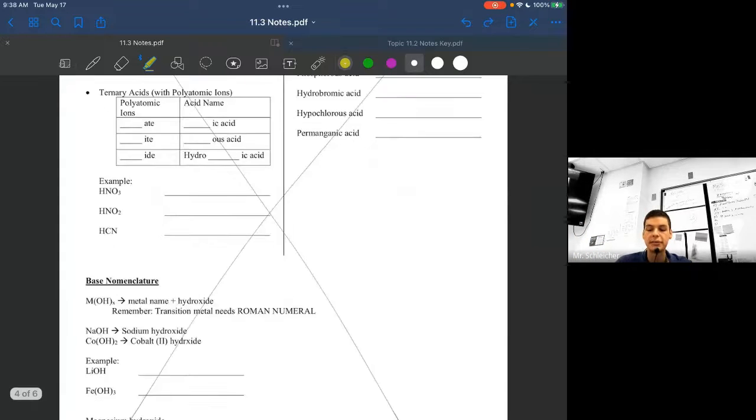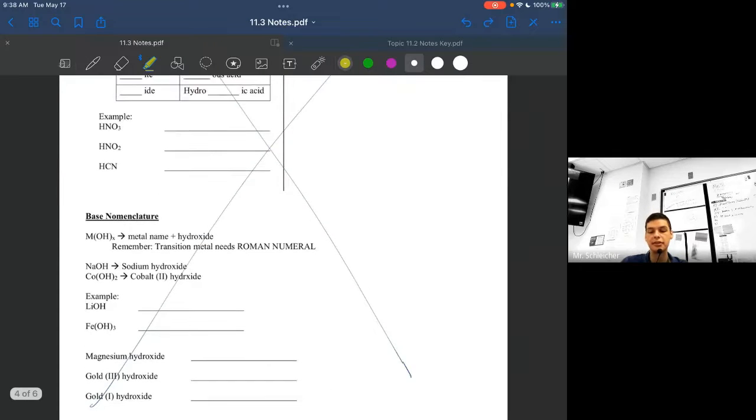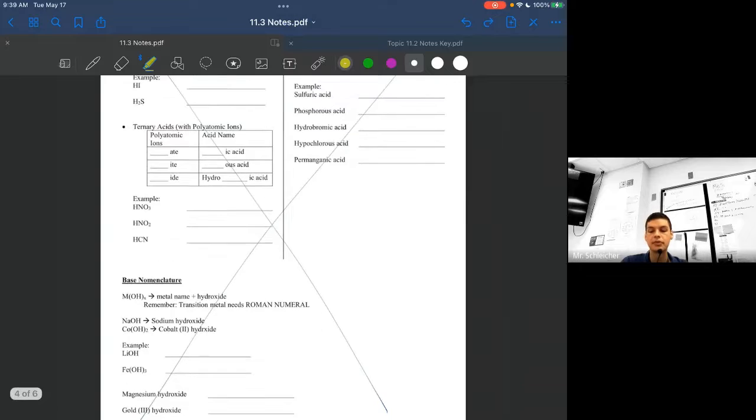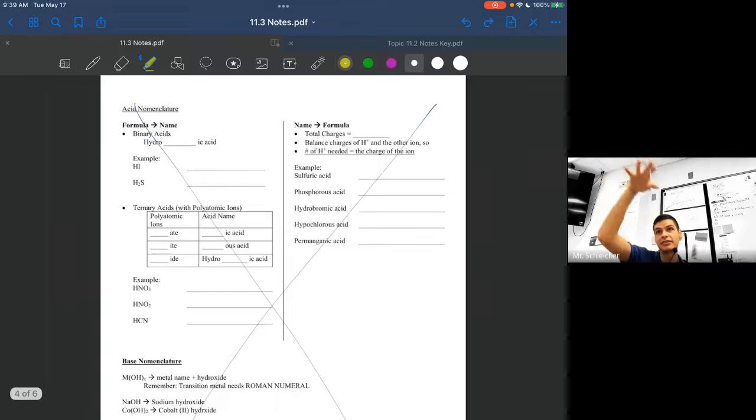All right, we will skip this nomenclature page. We kind of passed our naming unit, and I'm not going to make you name more stuff at this point. But if you're curious on all the rules to name acids, it will be in the answer key that we'll post in Canvas.